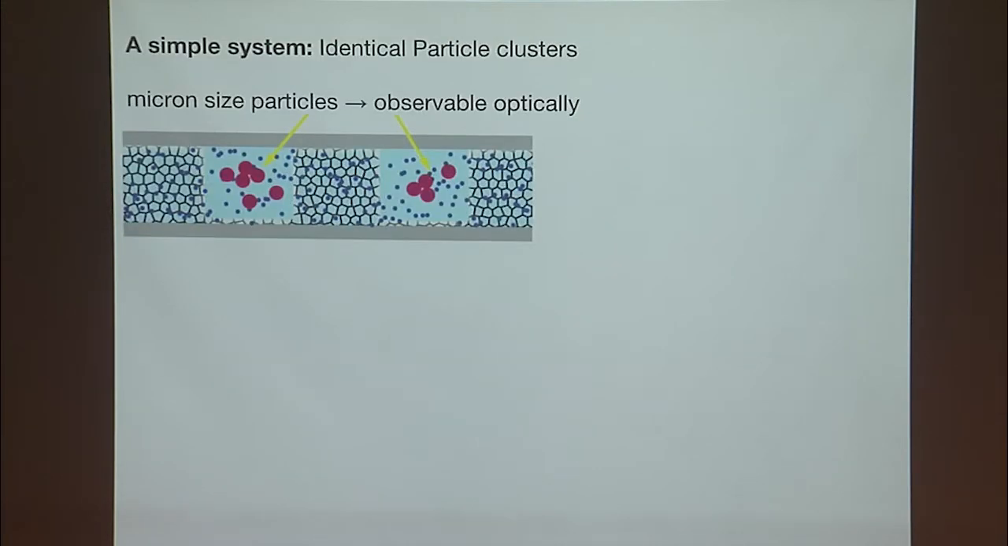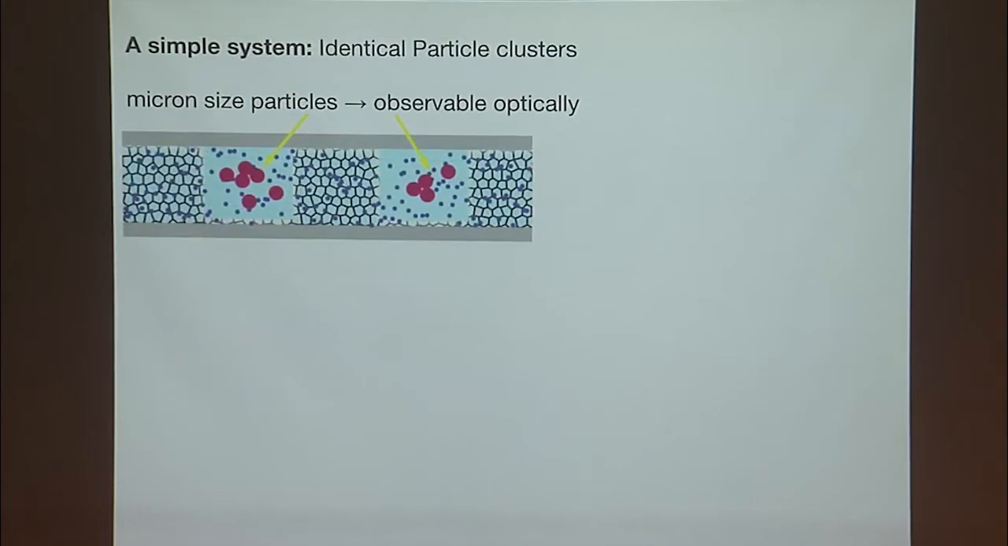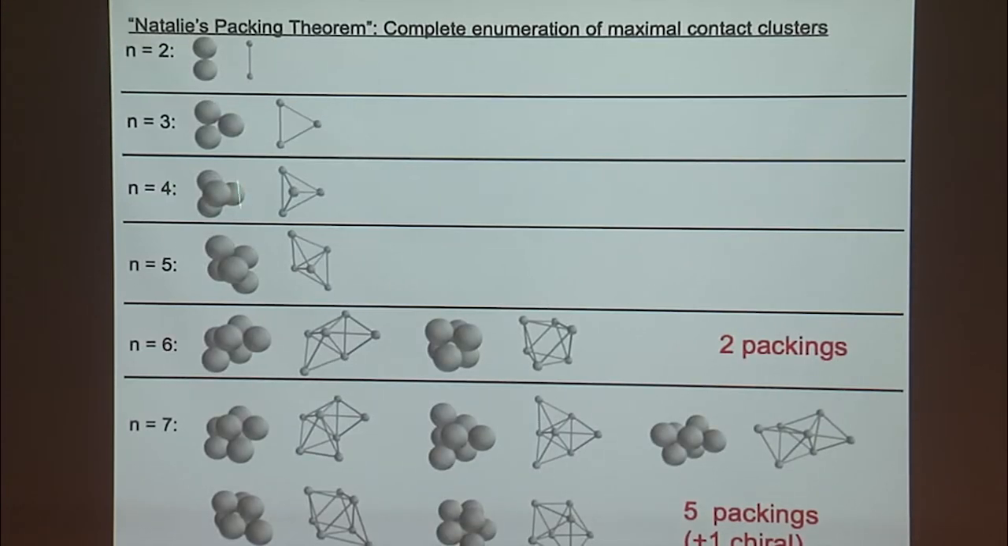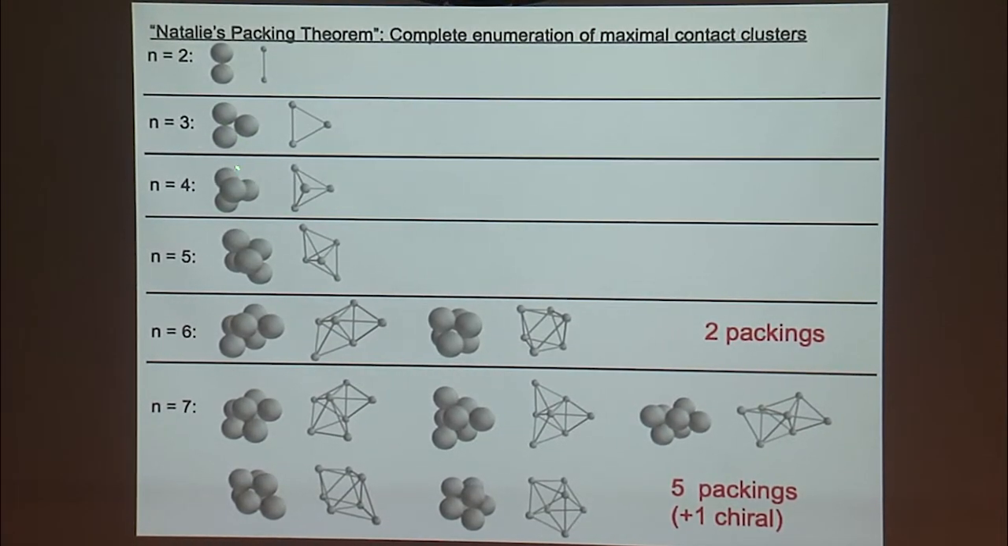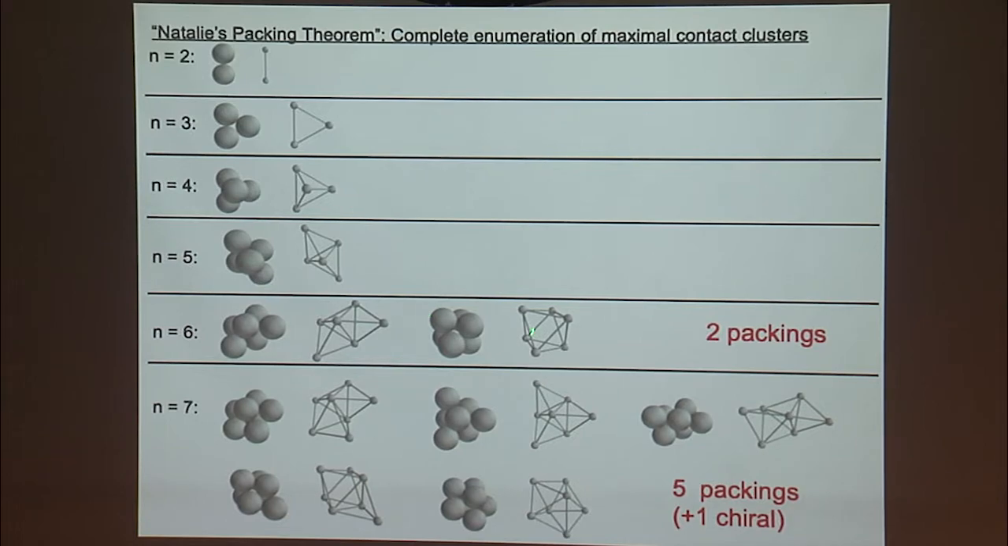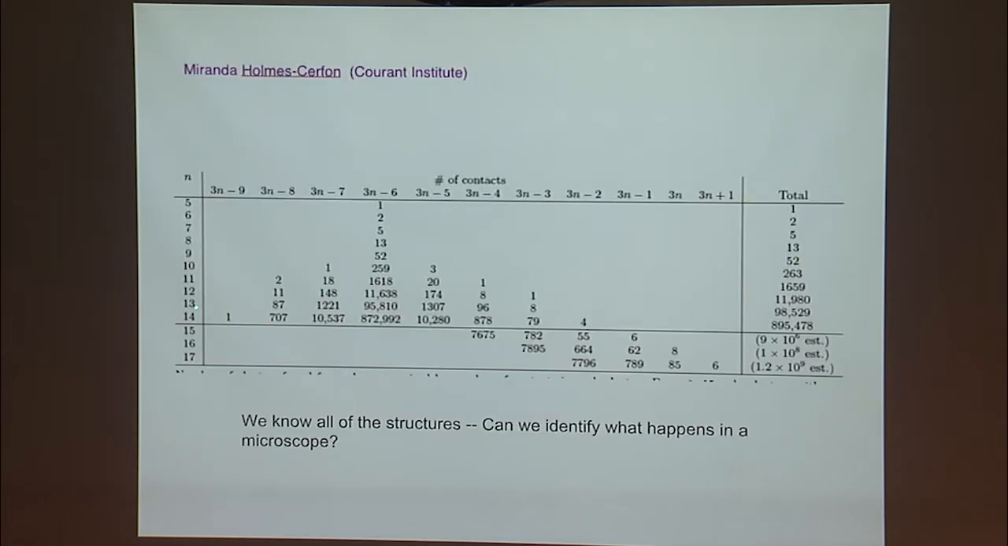And in fact, for some strange historical reason, Vinny and I were obsessed with this for some period of time. There was a graduate student named Natalie Arcus who figured out all of the structures that can form when these things stick to each other. For 3 particles, it's only a triangle, and for 4, it's a tetramer, and for 6, there are these 2 structures, and for 7, there are 5 structures, and for 8, there are 16 structures, and for 13, there are 98,529 structures. But the point is we know them all, and thus can generate training sets.